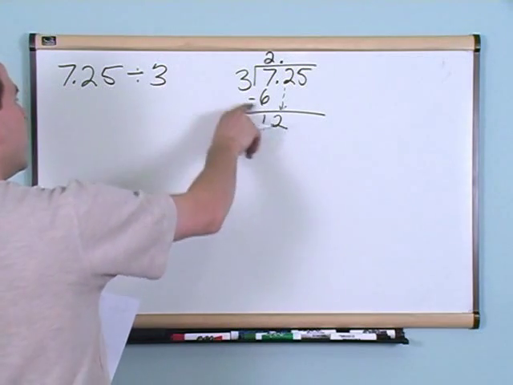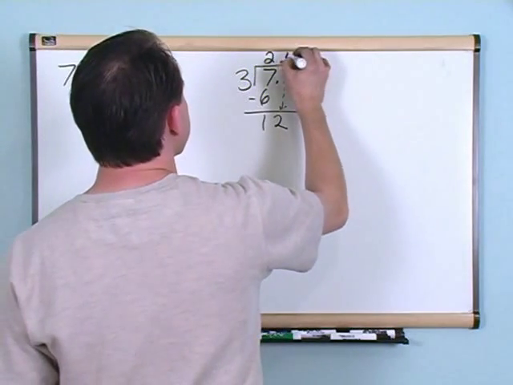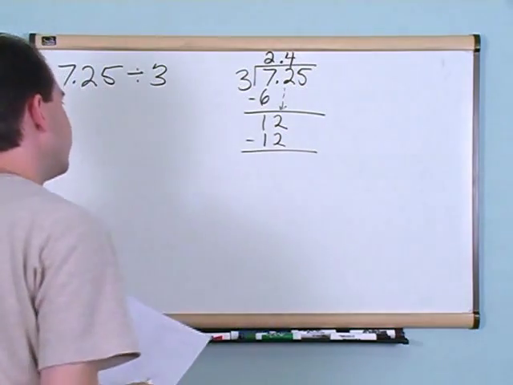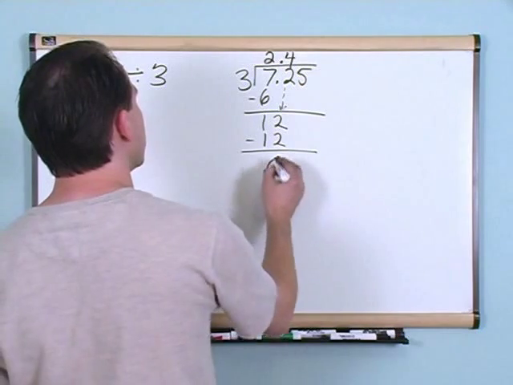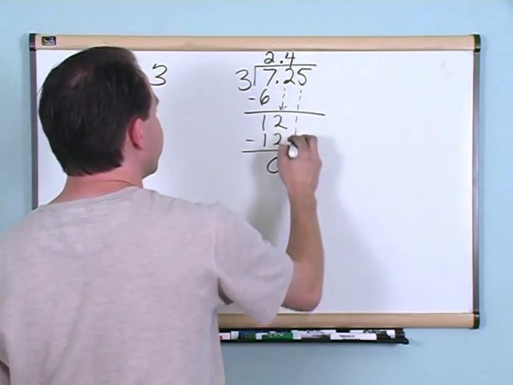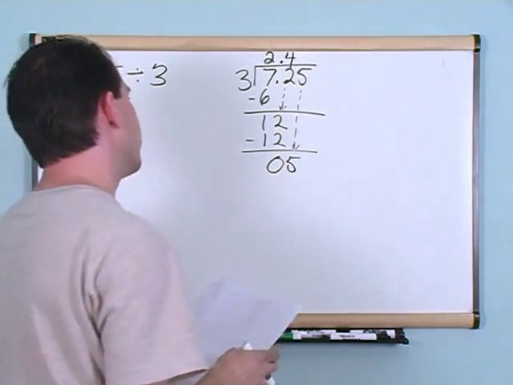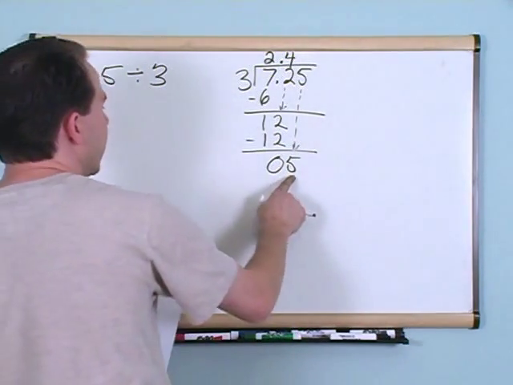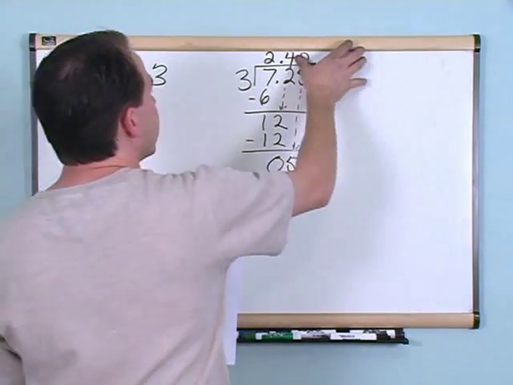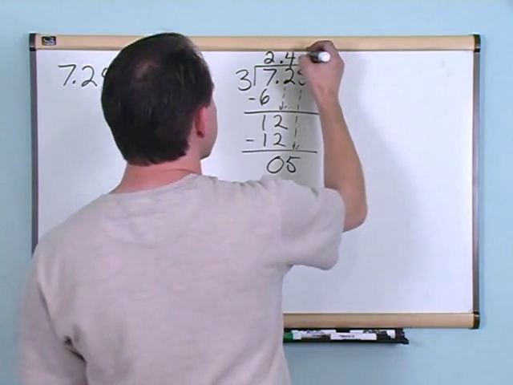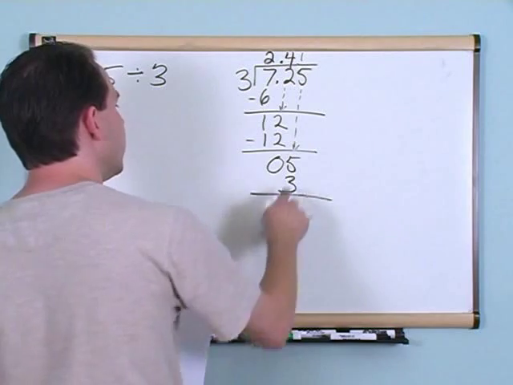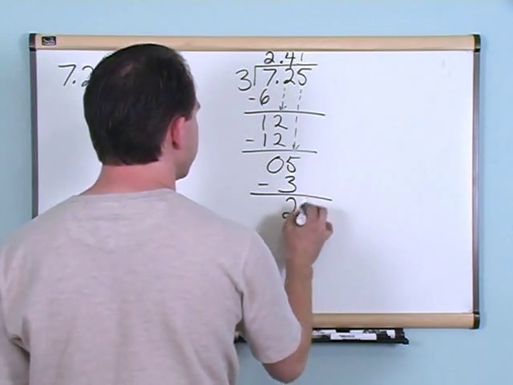Now I have 12. Can 3 go into 12? Well, sure it can. It can go 4 times because 3 times 4 gives me 12. Now I subtract. 12 minus 12 gives me 0. Okay, can 3 go into 0? Well, no, it can't. But let me go ahead and try to drag my 5 down here and see what this does for me. Okay, 3 into 5 can only go 1 time. 3 times 1 gives me 3. Okay? And 5 minus 3 gives me 2.